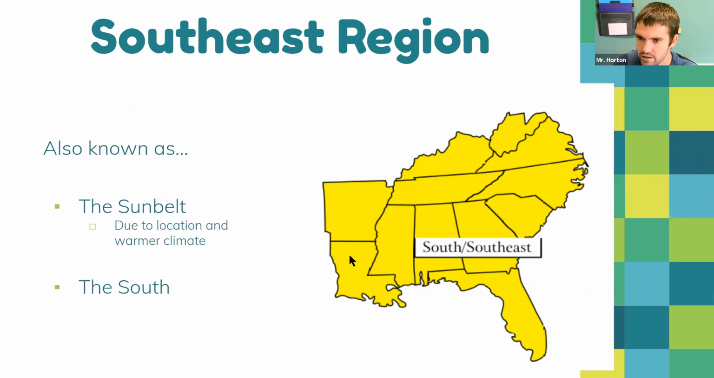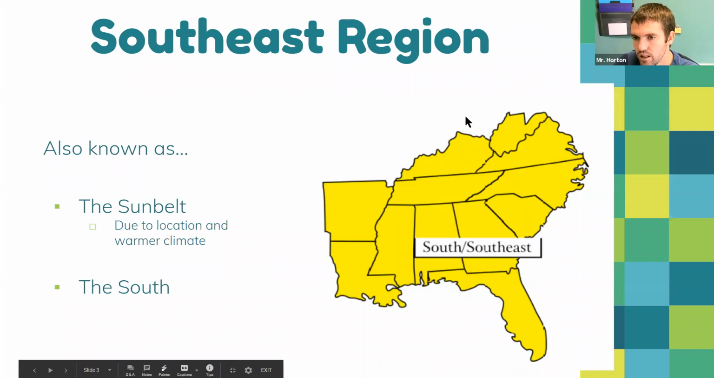It's closer to the equator, so it gets more direct sunlight, so it tends to have warmer climates. That's why it's known as the Sun Belt region. It's also known as the South region as well. Some people just refer to it as the South rather than the Southeast, but we're going to call it the Southeast region. So all 12 states here are the Southeast region.